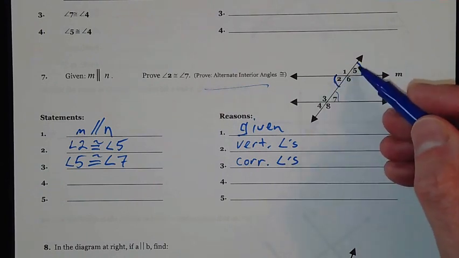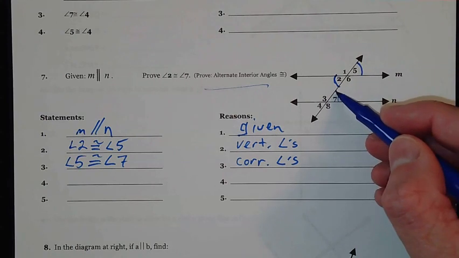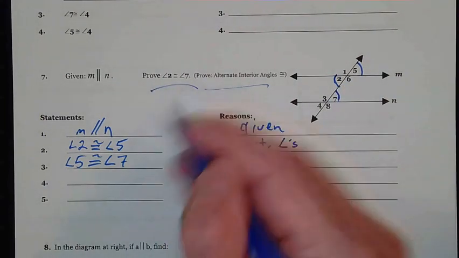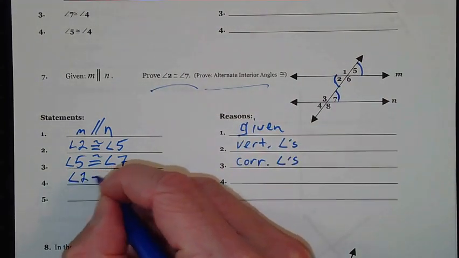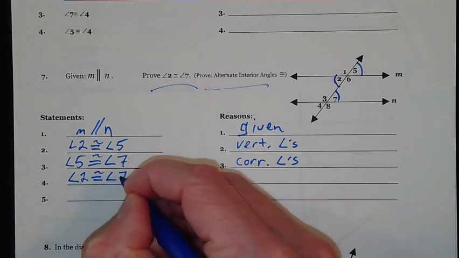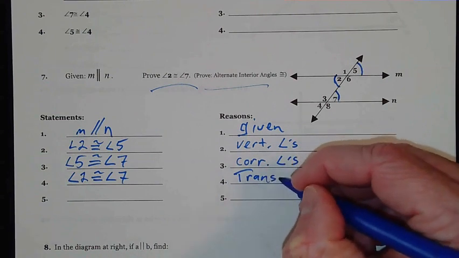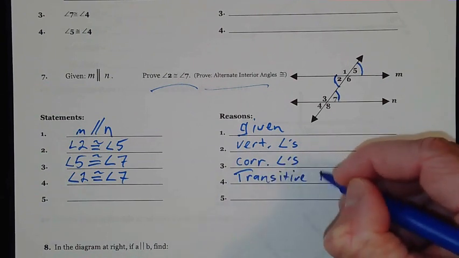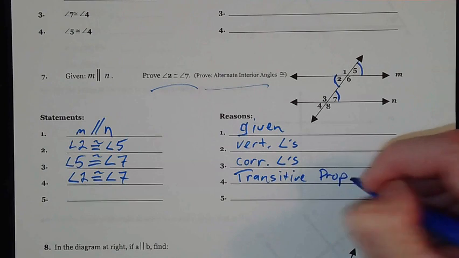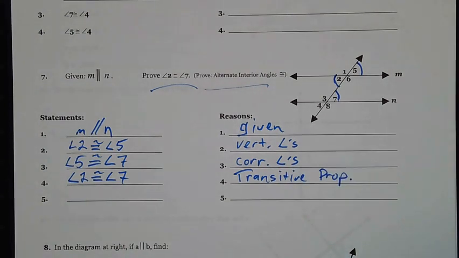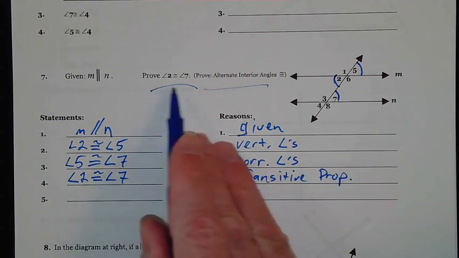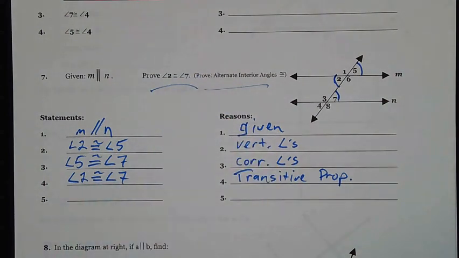If 2 is the same as 5 and 5 is the same as 7, that means 2 is the same as 7. That's what I'm trying to prove. We know that because of the transitive property. That's it. I guess I don't need that last line. I was trying to show that 2 is congruent to 7. I did it. I'm done. And so that's the idea there.